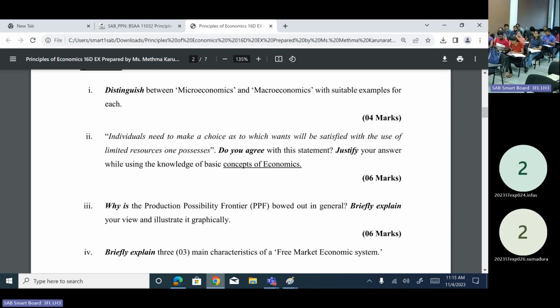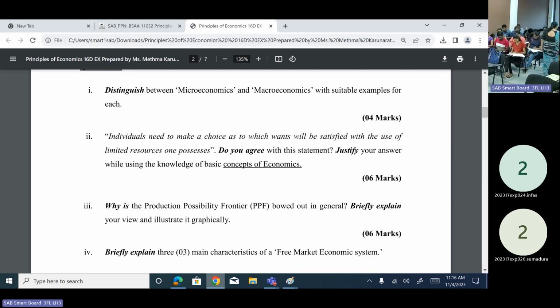The free market economic system is also called the laissez-faire economic system. What is it? The basis is that the market forces will be given the freedom to decide the price and quantity. The market forces, demand and supply, will freely decide the price and quantity in the market. There will be no or minimum intervention by the government. So the first characteristic is that demand and supply market forces will be given the opportunity to decide the price and quantity.